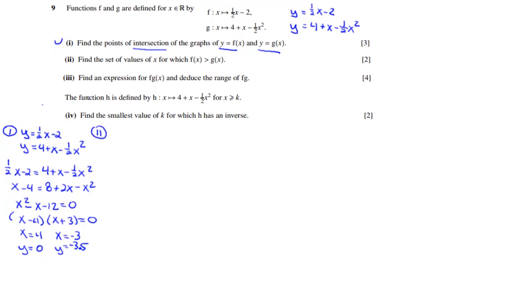And part 2, find the set of values for x, which f of x is greater than g of x. Well, notice I'm just filling in what they've told me. There's f of x, there's g of x, and I put a greater than sign. And you also notice it's exactly what we did. So it's going to end up being x squared minus x minus 12 is greater than 0.